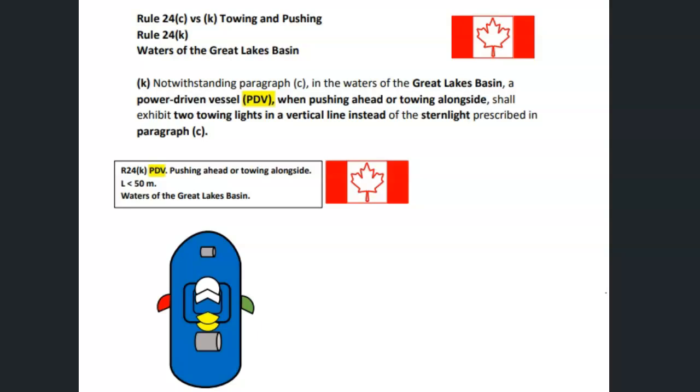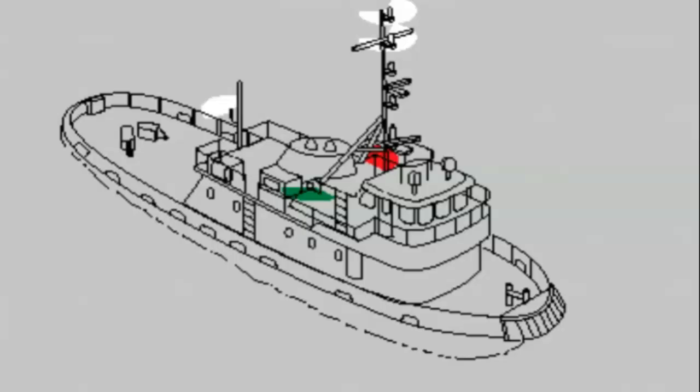Here we have the same vessel as before, pushing ahead or towing alongside, now in the waters of the Great Lakes Basin. Note the 2 towing lights in a vertical line. Each rule with the Canadian modification will be shown in the same way. The international version is shown first.